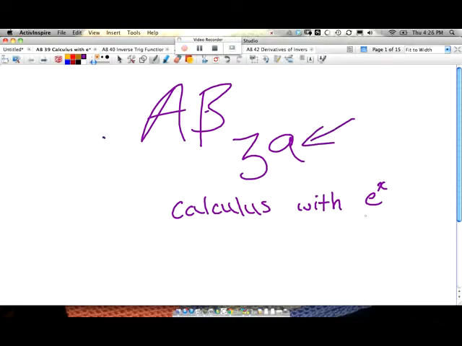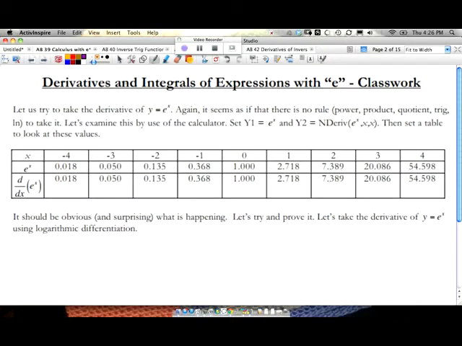Alright, calculus, we are here looking at section 39, which is all about e to the x, or e to something. That number there for the exponential function. So, let's do it. We're doing both derivatives and integrals here with e. Let's take a look at derivatives first.